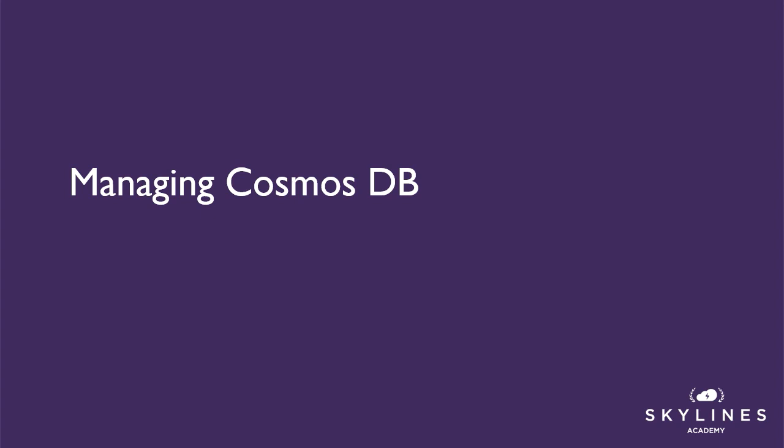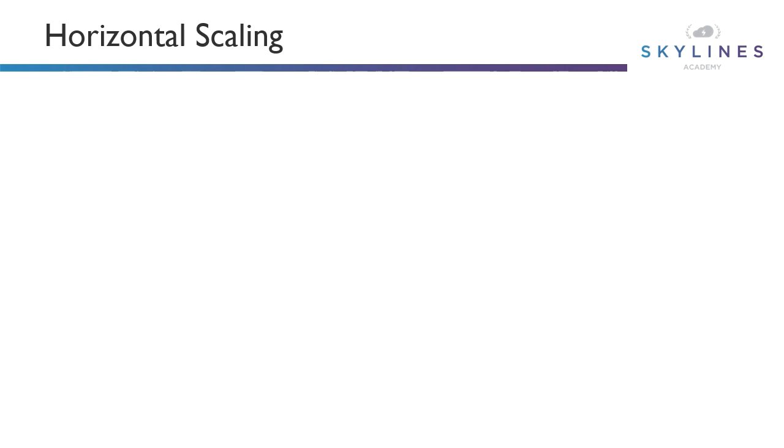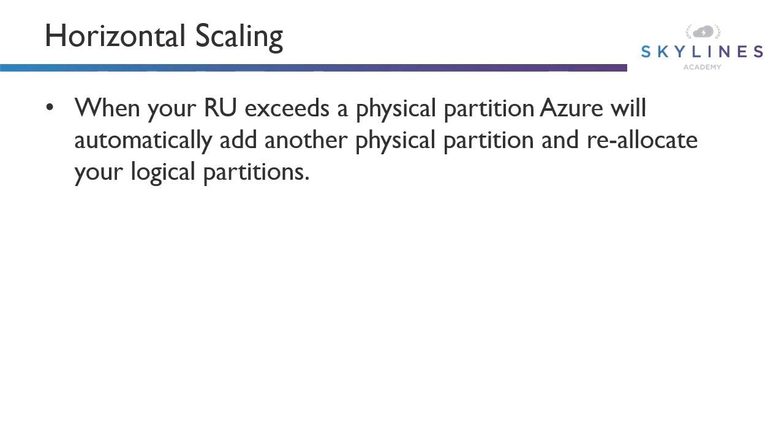Let's talk quickly about how scaling works in Cosmos DB, as well as take a quick look at some of the server-side programming. As your application load increases, the number of request units or RUs also increases. As we remember from earlier, there's a 10,000 RU limit per physical partition. Once you hit that limit, Azure will automatically add another physical partition and reallocate the logical partitions. In doing so, you have increased your available RUs to a total of 20,000.